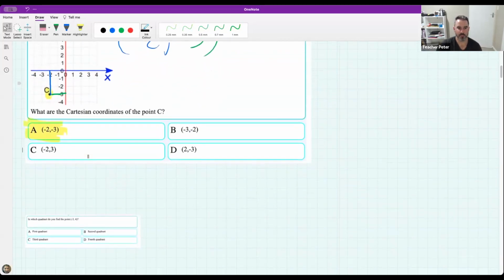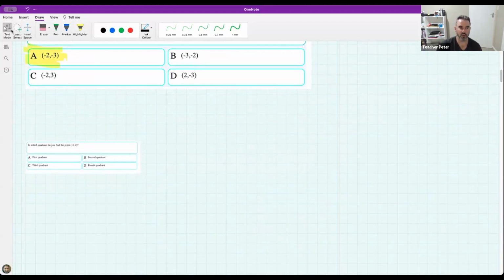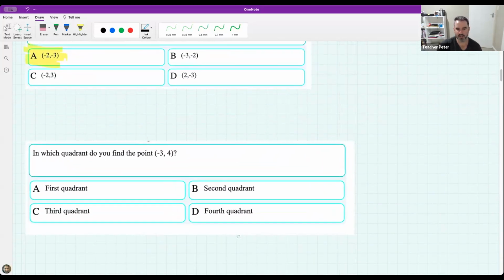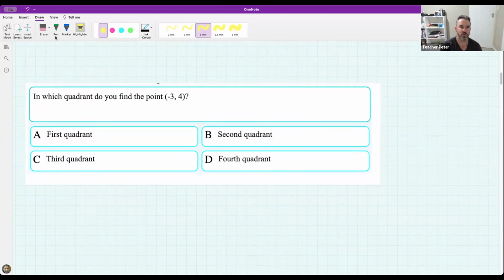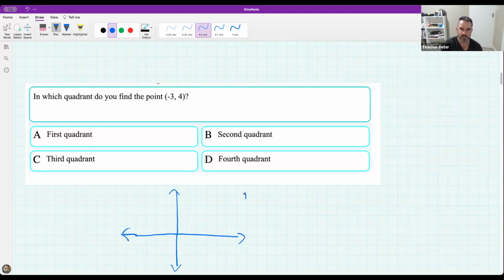Okay, now when we talk about the Cartesian plane, we talk about quadrants. You will remember this from trig, I think, previously. But I will do a little drawing to assist you. So we talk about this being quadrant 1, quadrant 2, quadrant 3, and quadrant 4. In which quadrant do you find the point (-3, 4)? You can just tell me by voting with A, B, C, or D.